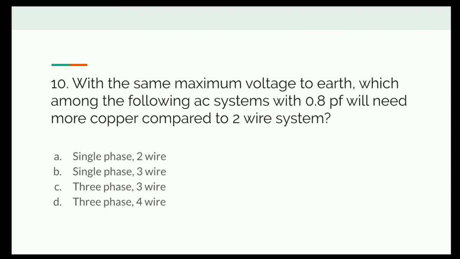Next question. With the same maximum voltage to earth, which among the following AC systems with 0.8 power factor will need more copper compared to the two-wire system? Options are A, single phase two-wire, B, single phase three-wire, C, three-phase three-wire, D, three-phase four-wire. And the correct answer is three-phase four-wire. Next question.